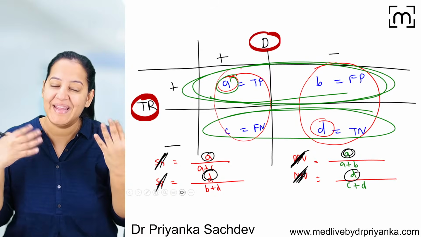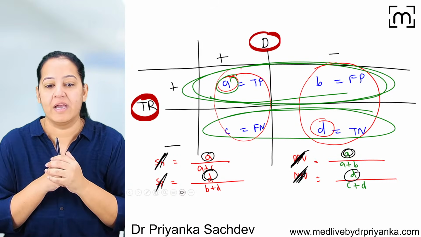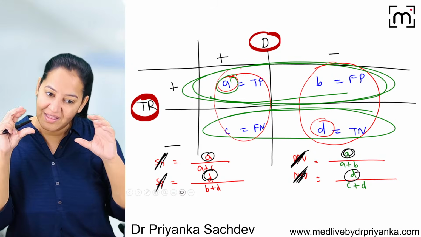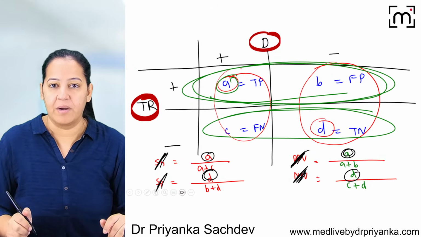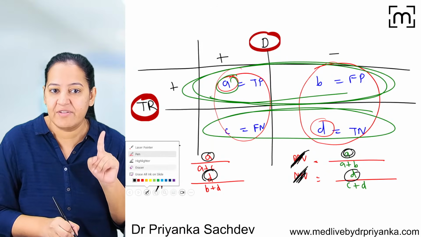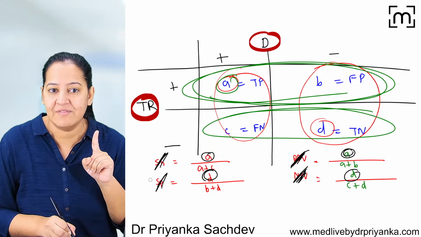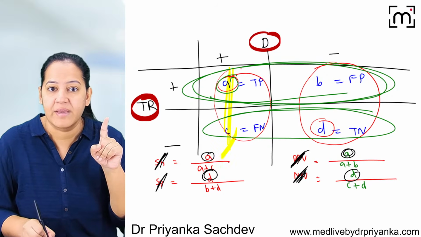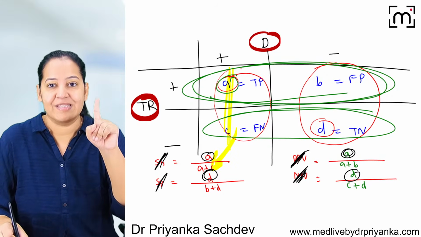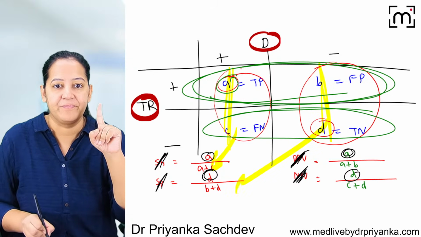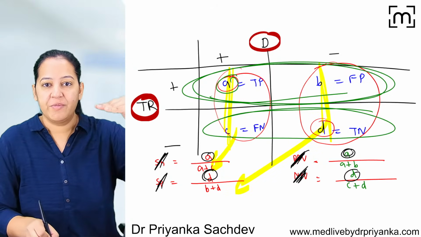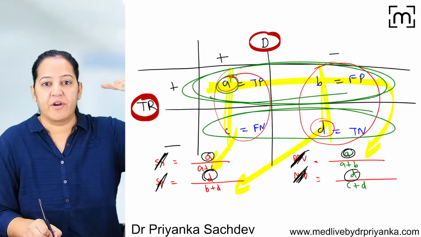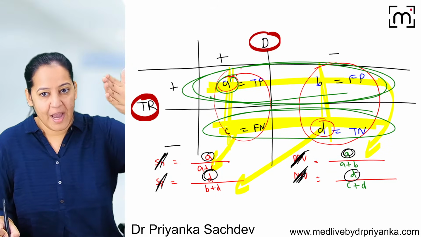If you know the table, it's very easy to create the formulas on the spot rather than learning and mugging up. Better to make the table in your exam and make the formulas. If you want to make out the sensitivity, look at this line: A upon A plus C. Specificity is D upon B plus D. Positive predictive value is A upon A plus B. And negative predictive value is D upon C plus D.